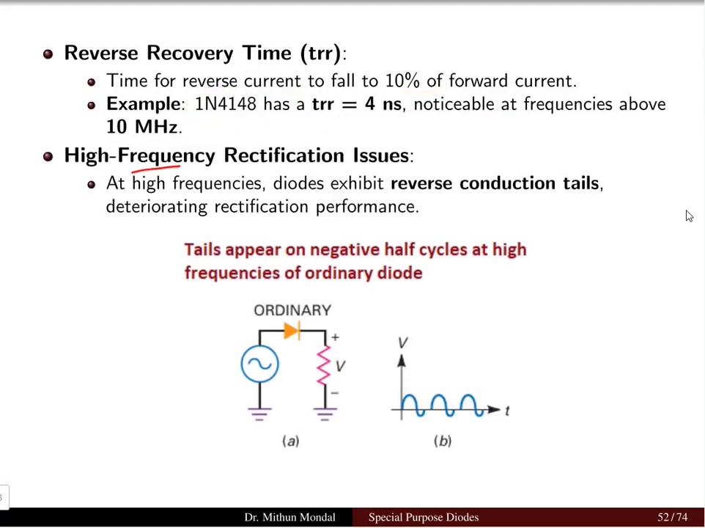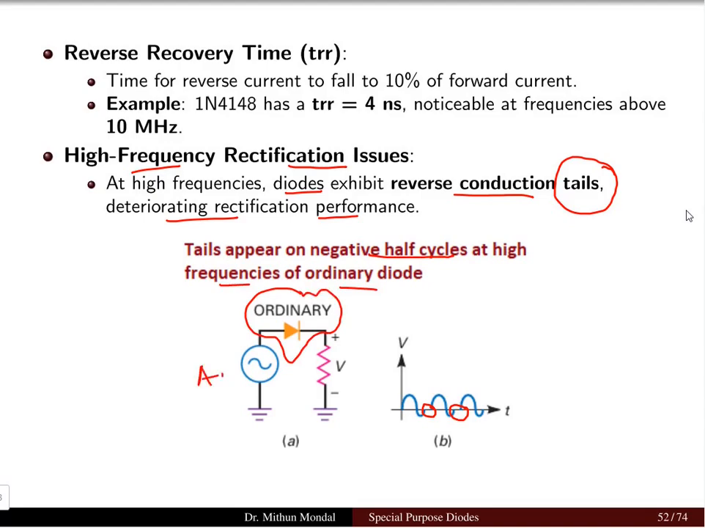At high frequencies, there are some rectification issues. This is because the diode will exhibit reverse conduction tails, which deteriorate the rectification performance. In the output rectification you can see tails present in the negative half cycle at high frequency for ordinary diodes. When the ordinary diode is given an AC supply at the input and a DC output, at the negative half cycle there will be tails appearing.